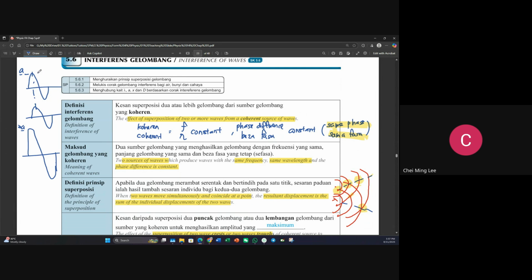Now, let's say one is A and one is negative A, so they will cancel out each other and become zero at that point. You understand? So this addition and destruction are both considered superposition. Okay? All right, note this down.